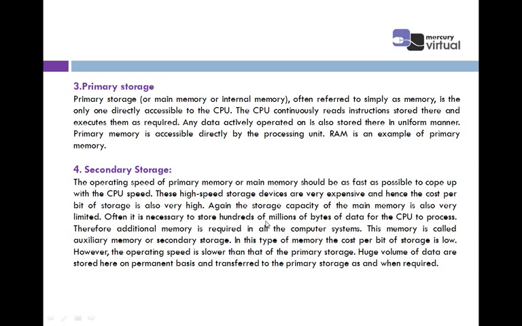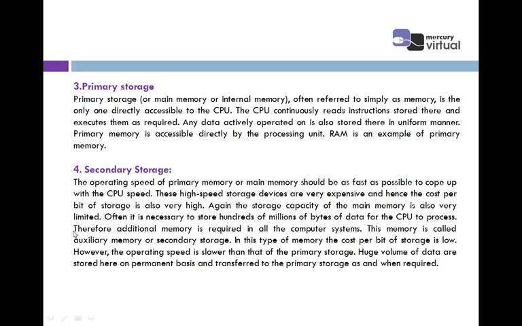Now let's see this one. Often it is necessary to store hundreds of millions of bytes of data for the CPU to process. As I told you, there is some scenario where I can store hundreds of millions of bytes, but that is not stored by the RAM itself. So there is a need of another memory, and that need is provided by the secondary storage. Therefore, additional memory is required in all the computer systems.